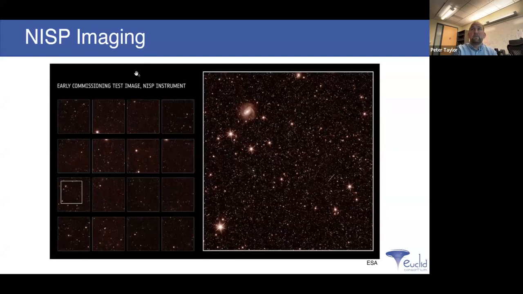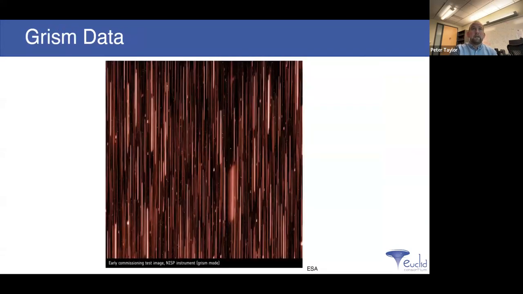Okay, and then this is data from NISP, from our near-infrared instrument. This is a Y-band image with 100-second exposure. So what I'm showing you here on the left, again, is the entire focal plane. And then I zoom in here on just the white square, and that shows the image there on the right. So just like VIS, they're incredibly deep with incredibly small PSF, excellent imaging quality. And then finally, this is the grism data.